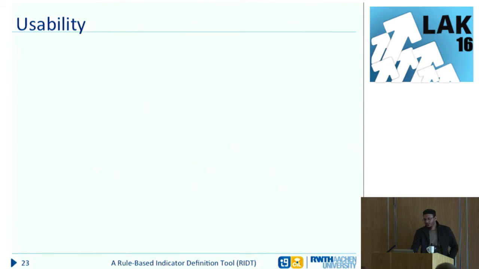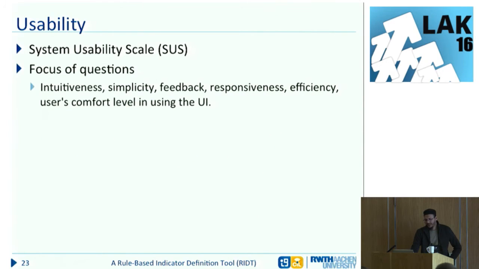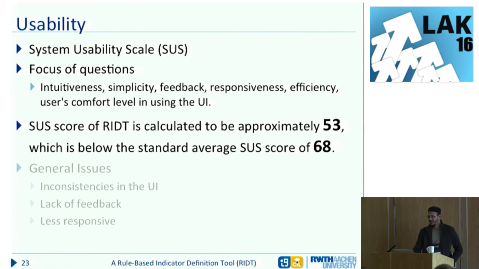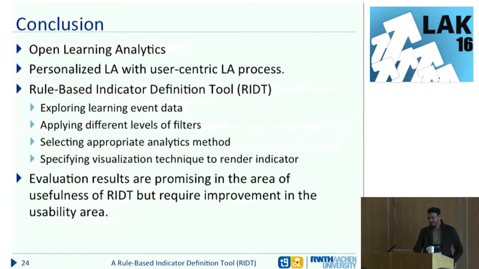For the usability, we used SUS, a standard questionnaire to gauge intuitiveness. Unfortunately, based on the calculation of the results, the score was 53 points, which is less than 68. Based on that, we improved the UI. The major issues were inconsistencies in the UI, lack of feedback, and responsiveness.